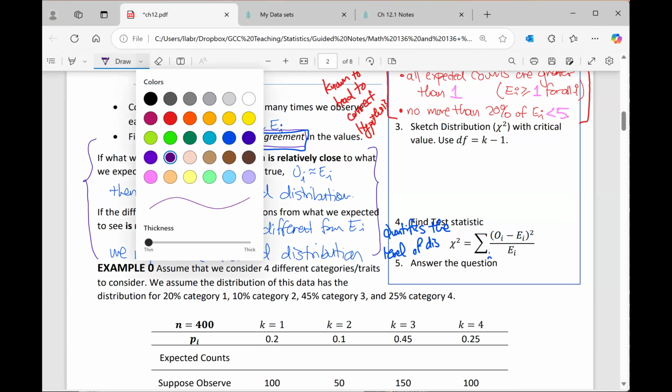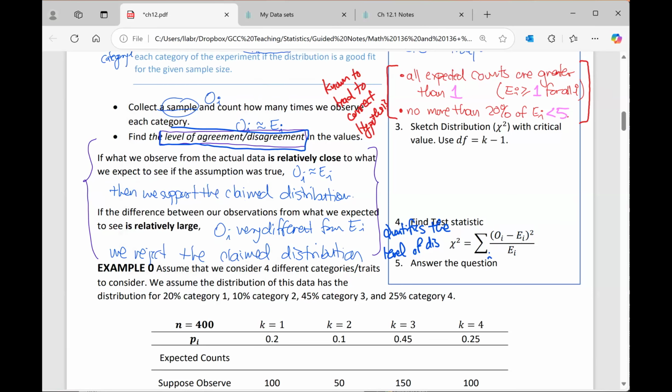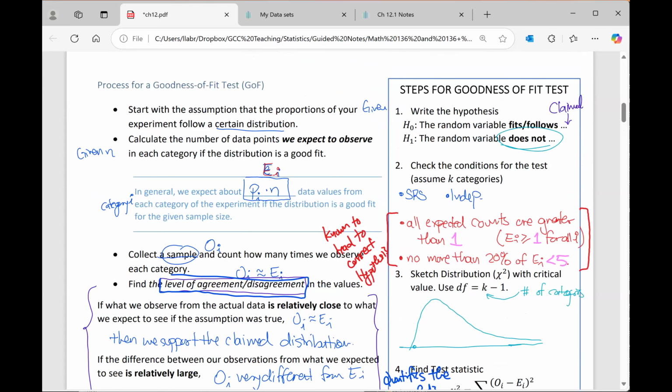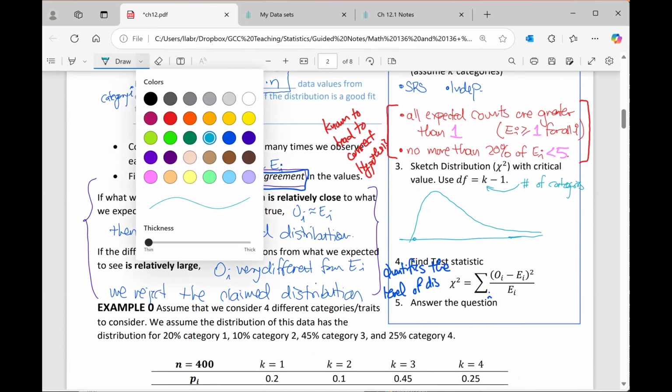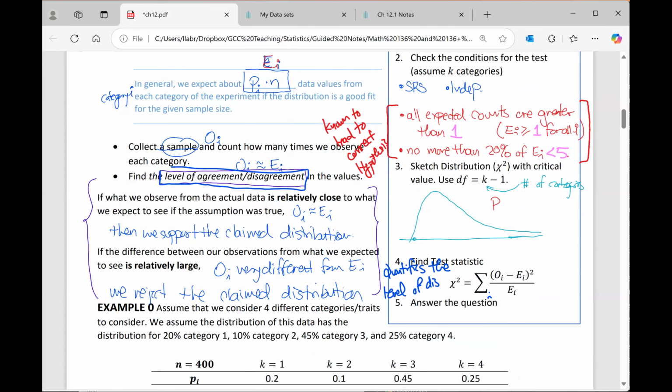That statistic is known to follow a chi-square distribution with k minus 1 degrees of freedom. Remember, k is the number of categories. And a chi-square distribution looks like this. Now, because we're trying to determine whether there's a lot of disagreement, in order for us to support that the fit is not what was claimed, you're always going to be performing a right tail test.